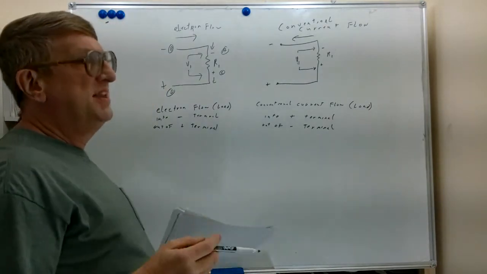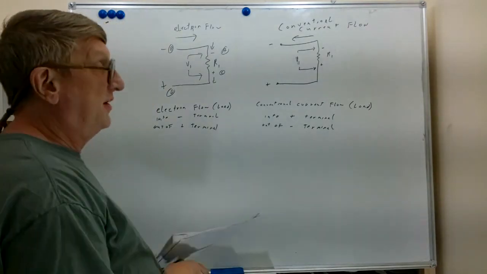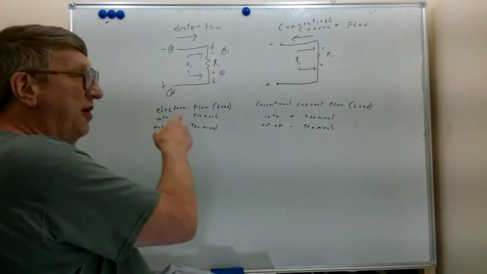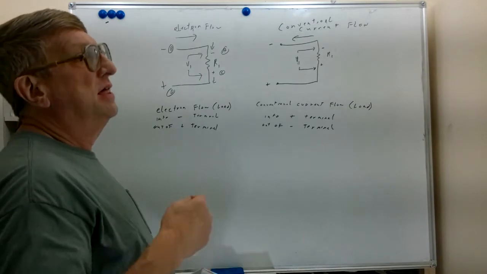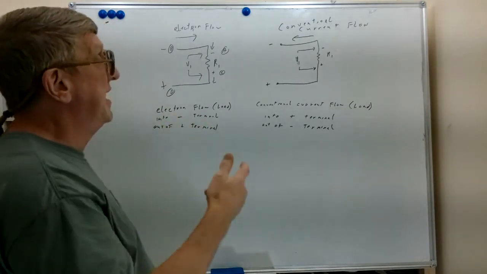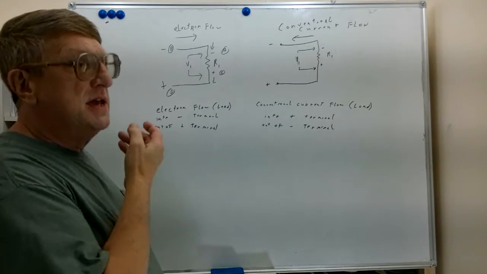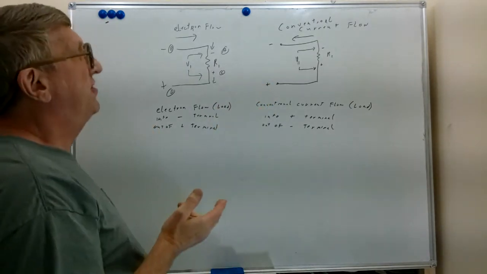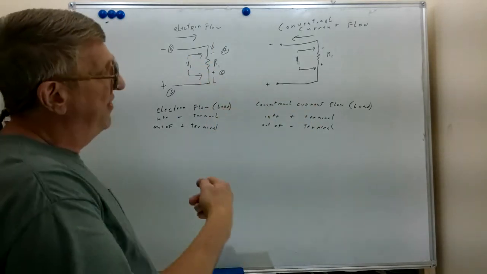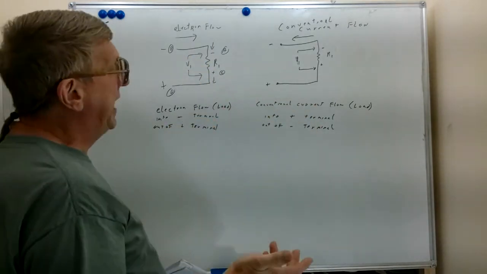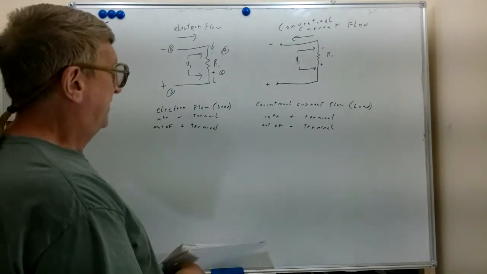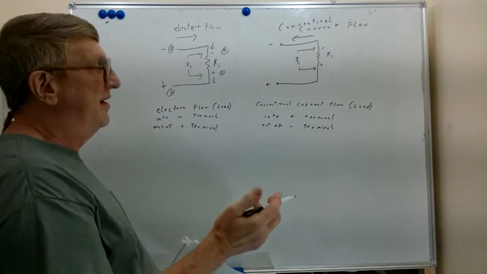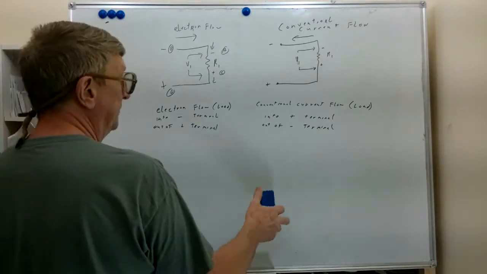So when you analyze a circuit, it doesn't really matter whether you use conventional current flow or electron flow. The results will be the same in the end. The polarities will be the same. The amperage values will be the same. The direction of the current flow will be opposite, but that's kind of what we already know, that electron flow is opposite in direction to conventional current flow.